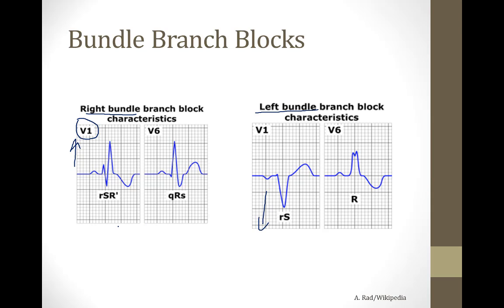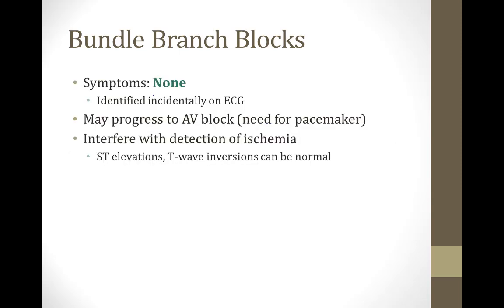Also notice that V1 in a right bundle branch block often has two R waves as shown in this picture. It's sometimes called an RSR prime complex. The two R waves are sometimes described as rabbit ears because they are double upward spikes like you might see on the head of a rabbit, and that is a common finding in patients who have a right bundle branch block. Bundle branch blocks in and of themselves do not cause any symptoms. They are noticed incidentally on the ECG.